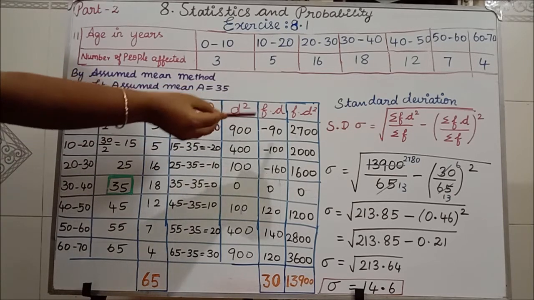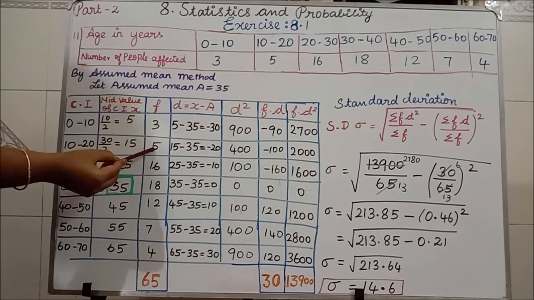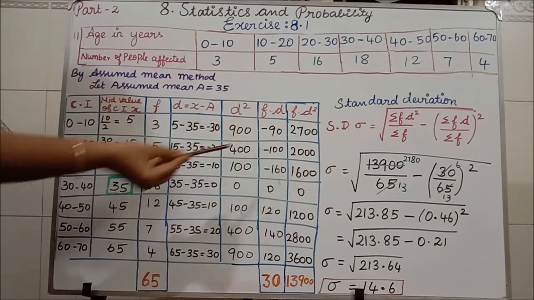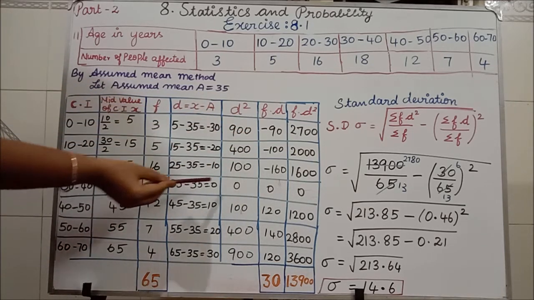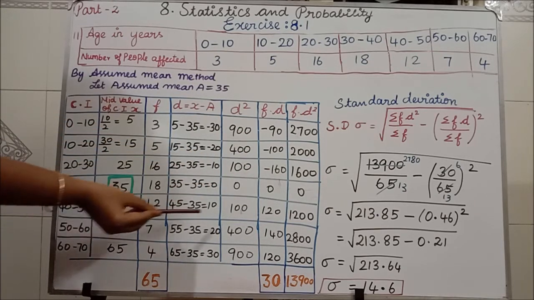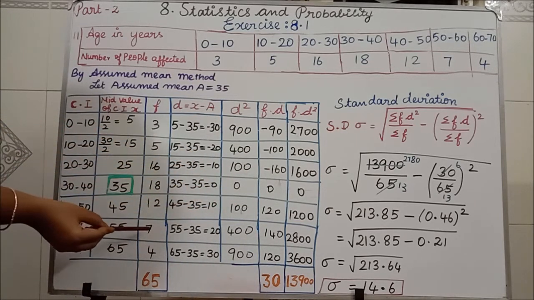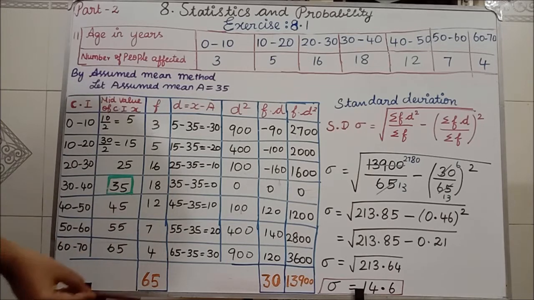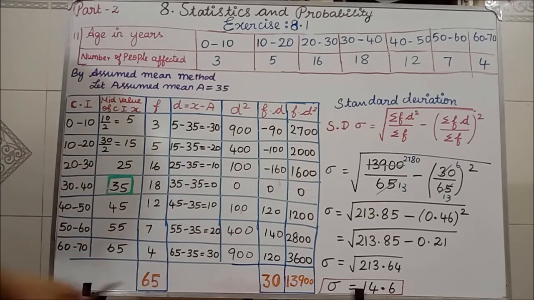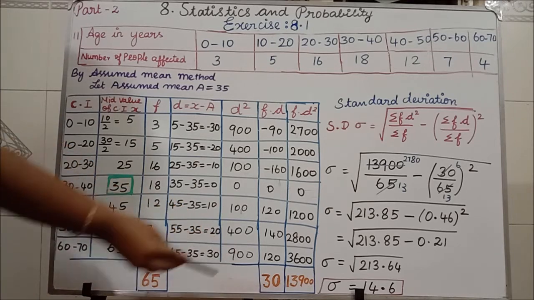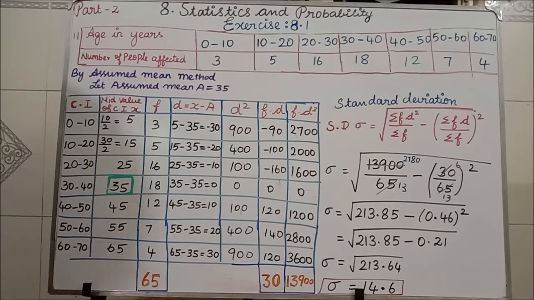3 9s are 27, then these 2 0s. 5 4s are 20, then these 2 0s, 2000. 16 into 100 is 1600. 18 into 0 is 0. 12 into 100 is 1200. 7 into 4, 7 4s are 28, then these 2 0s. 4 into 9, 9 4s are 36, then these 2 0s we are adding at the back. So all the values if we are adding, that is our summation F into D square.